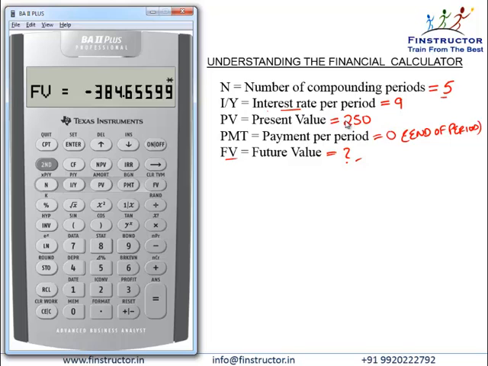Had we entered PV as minus 250, so you can again press the button. You can first clear out and press minus 250. So press the button 250 and then press plus minus. So it will become minus 250 and then press PV. So the PV is now entered as minus 250 and then again compute FV. You will see that FV is equal to $384.65599. So it comes out to be positive now.